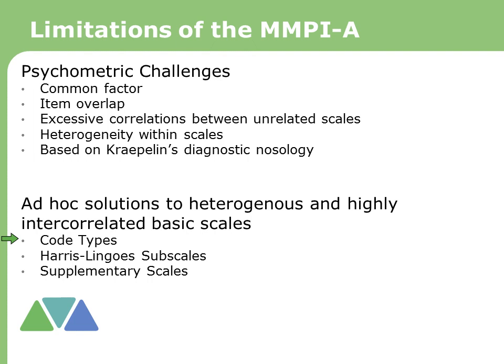Because individuals typically produce elevations on multiple scales, we developed a codetype approach. Paul Meehl wanted a good cookbook for interpreting the MMPI that allowed us to deal with multiply elevated profiles. The Harris-Lingoes scales were developed in the 50s, I think, or the 60s, to break out the content sub-areas of the basic scales so that we could tell what was producing the elevation, particularly for scores in the marginally elevated range. And then, of course, interpretation was assisted by a variety of supplementary scales as well.